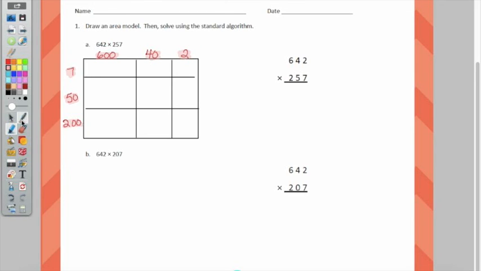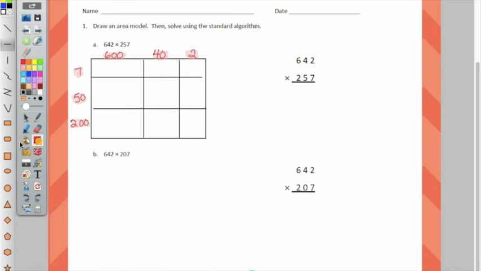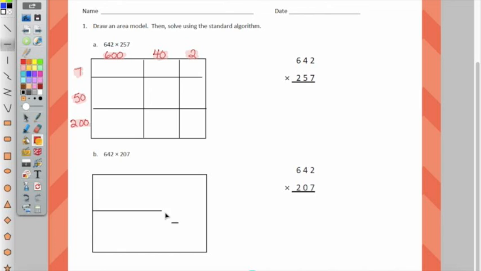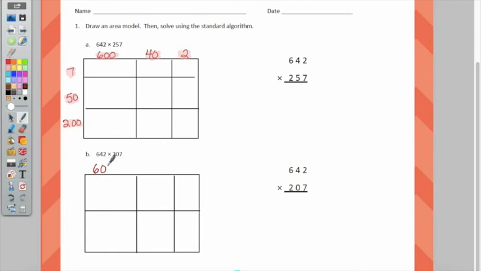The second one is a little different. Let's take a look at the second one. What's different about this one? It has a 0 in it. It does. And so instead of 3 rows, how many rows will I need? 2. 2 rows. How many columns will I need? 3. And we're going to have very similar numbers in the area models, aren't we? Mm-hmm. So if you get the top one correct, you're probably going to get the bottom one correct. That's my guess.